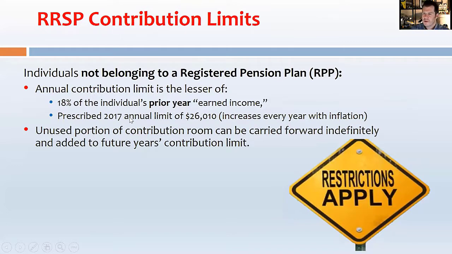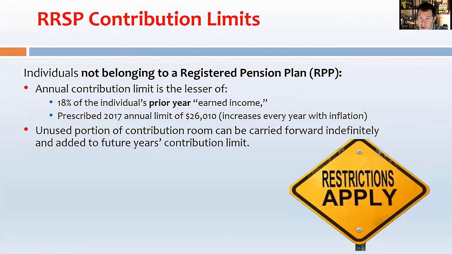So for example, okay, there's an annual limit, okay? So the 2017 annual limit was $26,010. This increases every year with inflation. I will tell you what the rest of them are, okay? I can't change these slides every year, but I added in an additional slide so that I could throw in, like, okay, here's what it is going to be for this year.